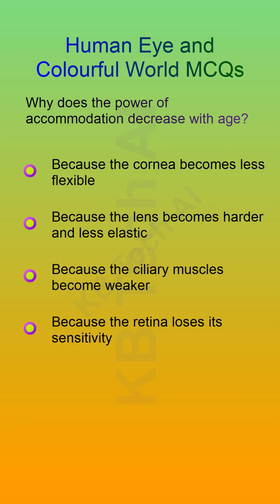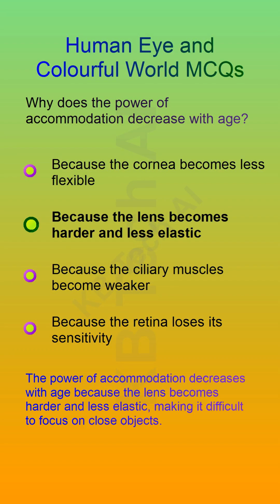Why does the power of accommodation decrease with age? Option 1, because the cornea becomes less flexible. Option 2, because the lens becomes harder and less elastic. Option 3, because the ciliary muscles become weaker. Option 4, because the retina loses its sensitivity. The answer is Option 2, because the lens becomes harder and less elastic.